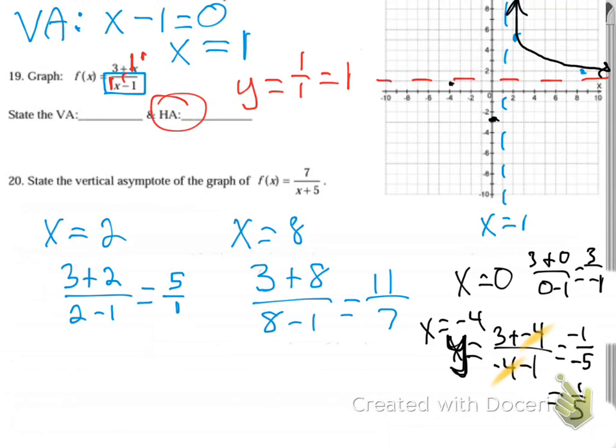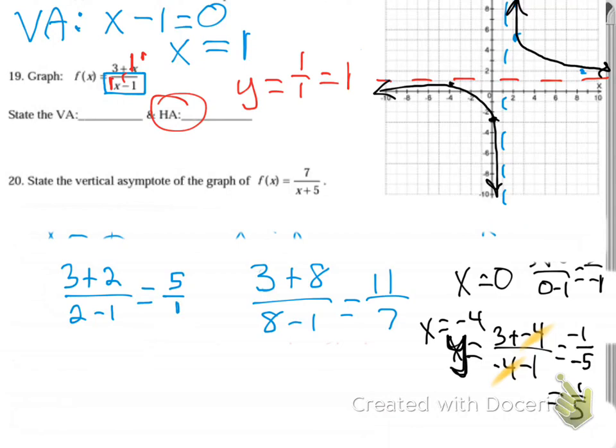I can tell you that my graph is going to look something like this. It does not have to be perfect. The graphs won't be that close where you're going to have to make a judgment call. Okay, I am going to erase this and move on to number 20.